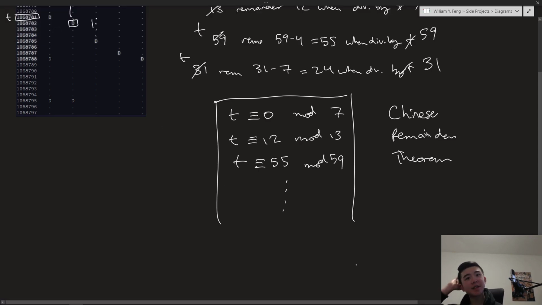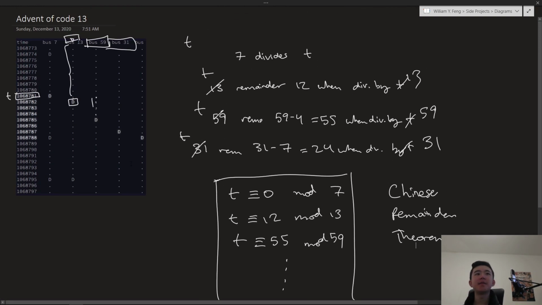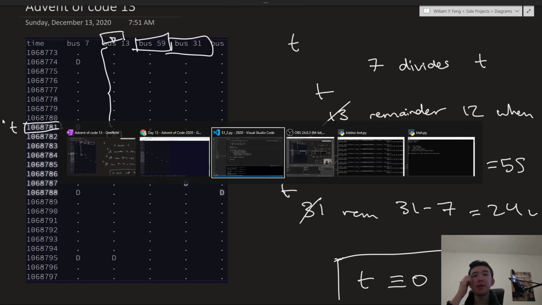And this actually goes back a ways to somewhere in China. Someone invented this, probably. It basically just solves this system of equivalences for you. And I actually saw this on the subreddit. There was a meme about this, about Google Trends, how Chinese remainder theorem was being searched up more often. But that's the idea here. We set up a system of equivalences, basically saying our desired timestamp t has to be equivalent to some remainder modulo the bus ID. And yeah, that's basically what we do in our implementation.